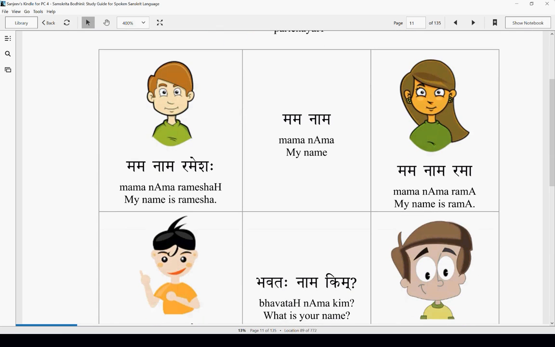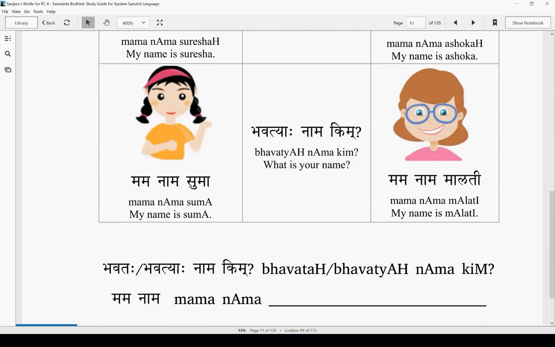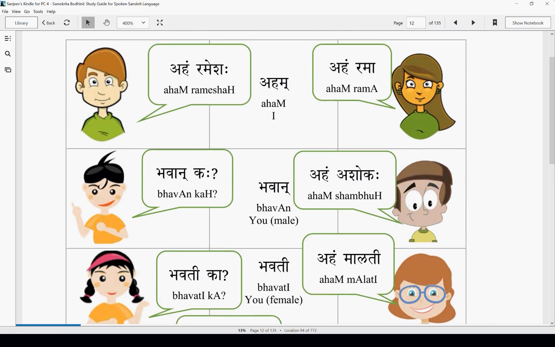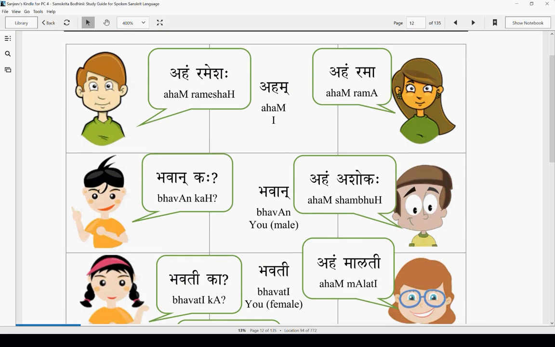So just a kind of introduction was there, like Mama Nama Ramesha, etc. Mama Nama means my name. We saw that, so we'll come back to that later again. So this one, Aham Ramesha. Aham means I. Suresh Mahodaya, can you read this? It would be helpful. Aham Ramesha. Aham Rama. Bhavan Kaha. Aham Ashoka. Bhavati Ka. Aham Malati.